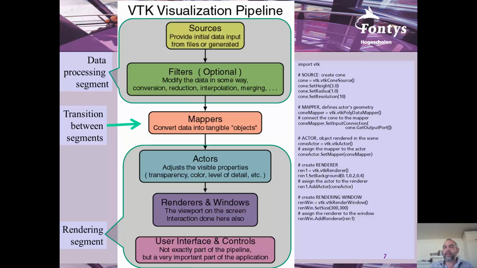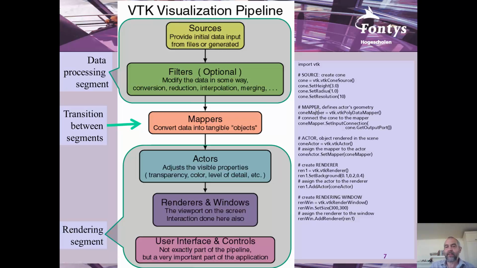This calculates points in 3D space that represent the cone. You can define what the cone will look like, what the height will be, what the radius will be, what the resolution will be. So that's what we do here. Then in this case we don't have a filter. The filter is optional, we don't have it in this simple example.